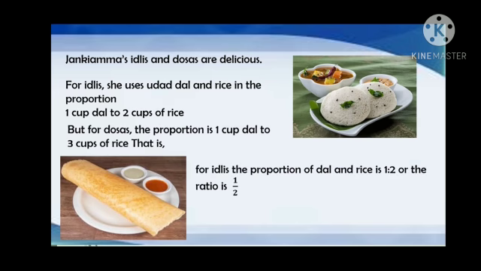That is, we can write it as, for idlis, the proportion of dal and rice is 1 is to 2, or the ratio is 1 by 2. Whereas for dosas, the proportion is 1 is to 3, or the ratio is 1 by 3. Children, this is how we represent ratio and proportion.